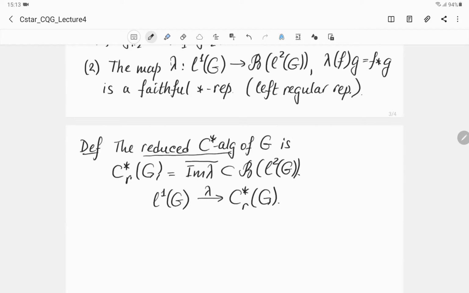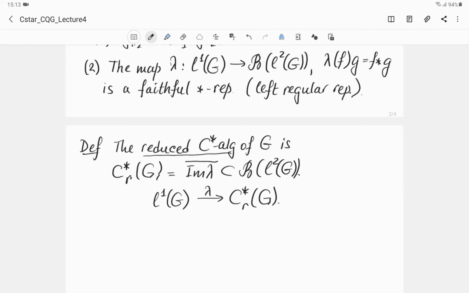By the way, in the special case where G is abelian, it can be shown that this homomorphism can be identified with the Gelfand transform of L1 of G, or equivalently with the Fourier transform on our group. This will be an exercise in our first exercise sheet.